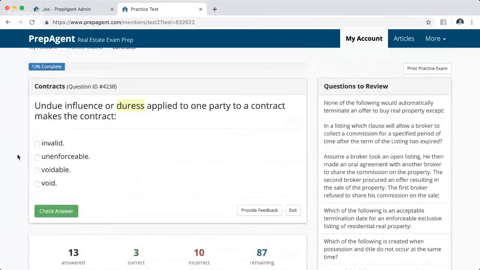Undue influence or duress applied to one party to a contract makes the contract: A, invalid; B, unenforceable; C, voidable; or D, void. And the answer is C, voidable.